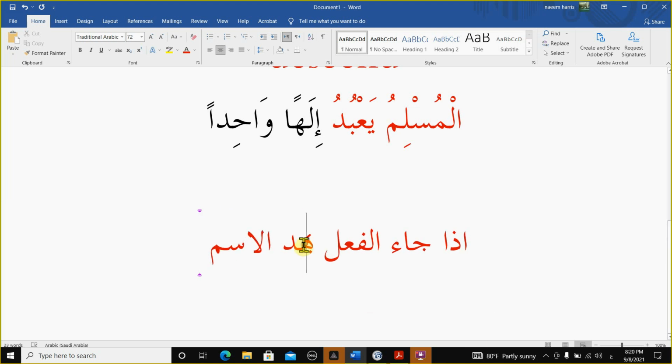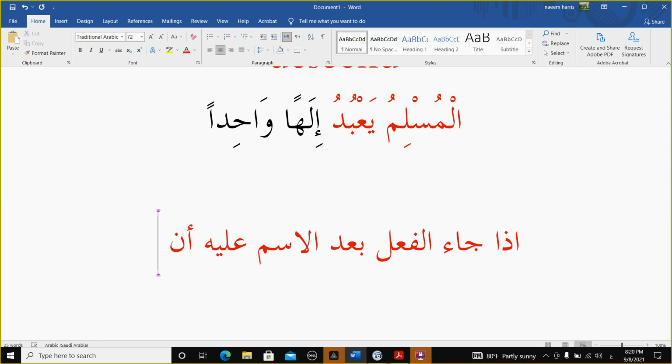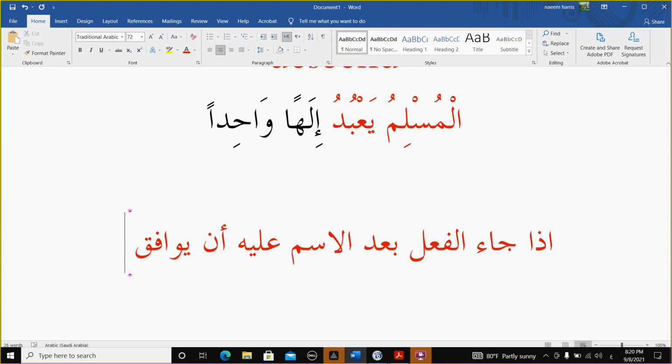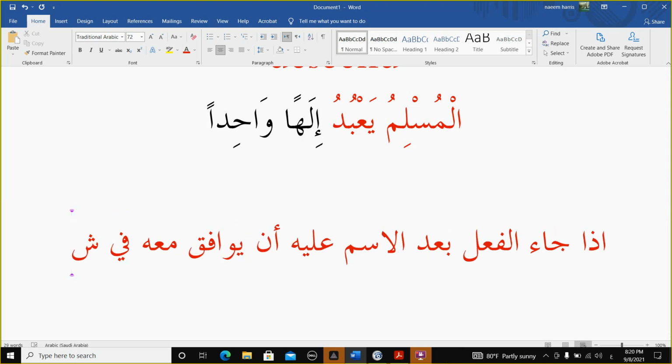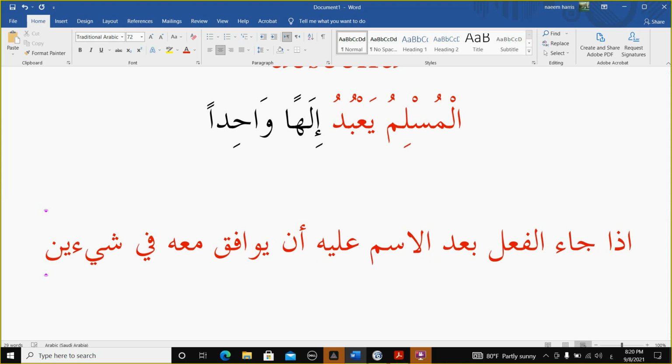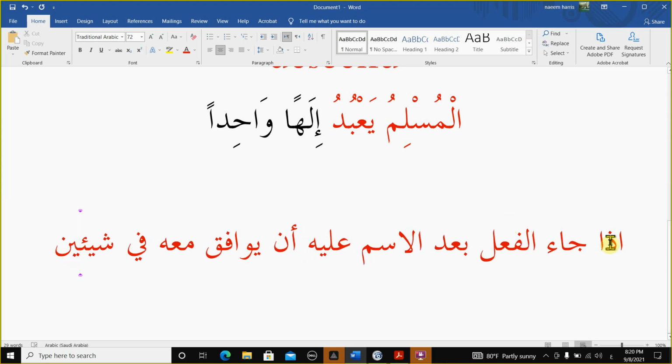This should be an ayn. بعد الاسم عليه أن يوافق معه في شيئين. If the verb comes after the noun, then the verb has to agree with the noun in two things.